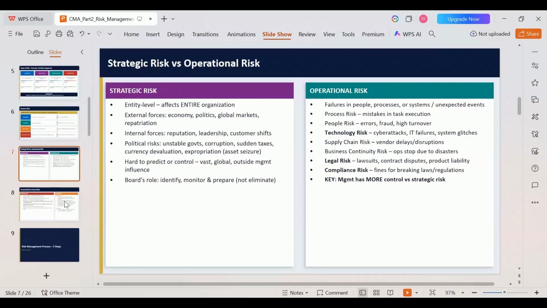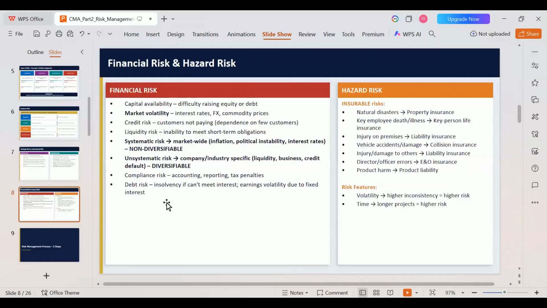They are not following laws and regulations. But what is compliance risk in financial risk? This is with respect to accounting, reporting, and tax penalties. That means we have to follow Indian GAAP. Here in this perspective, we have to follow US GAAP.